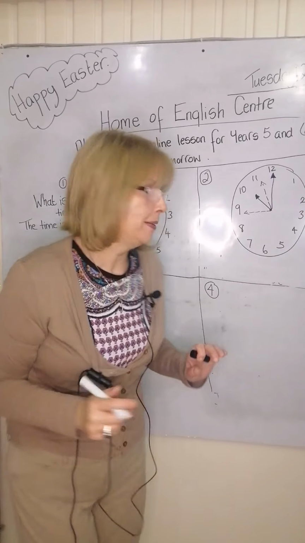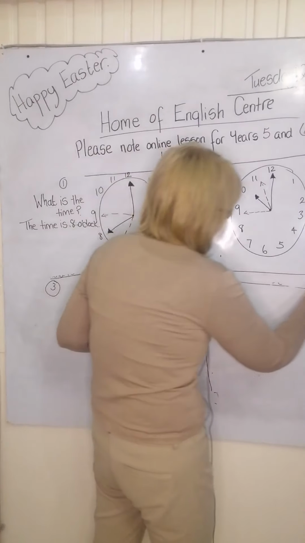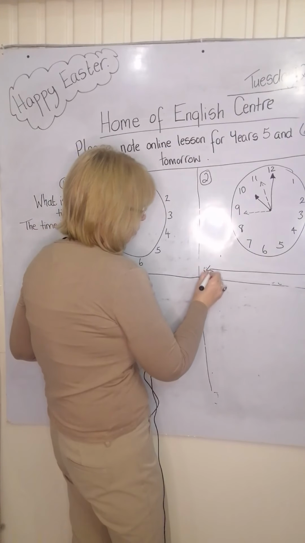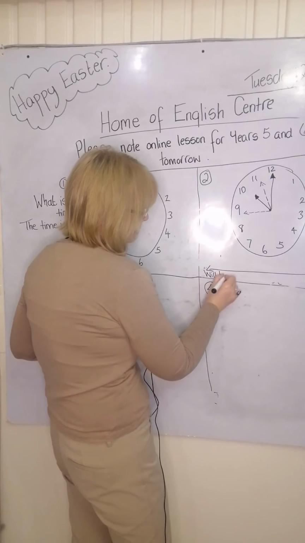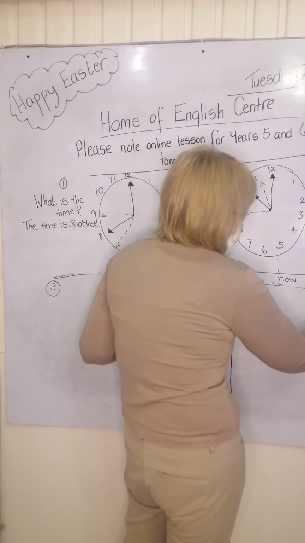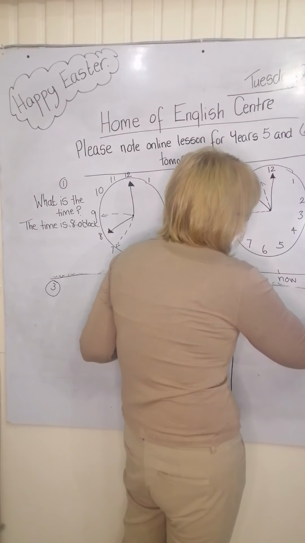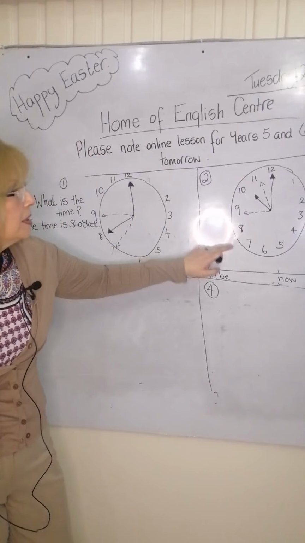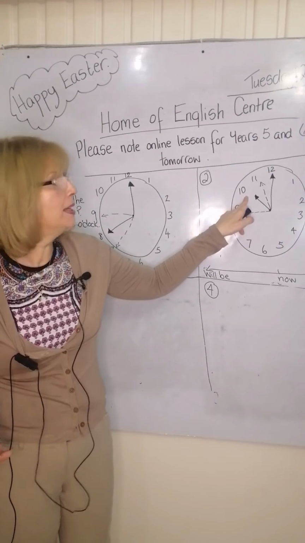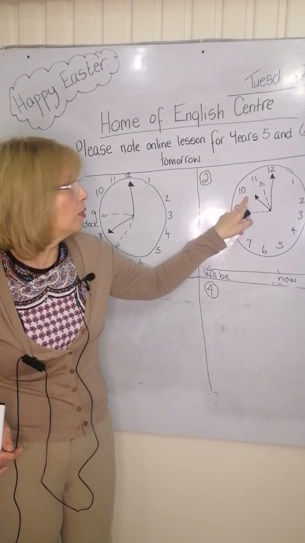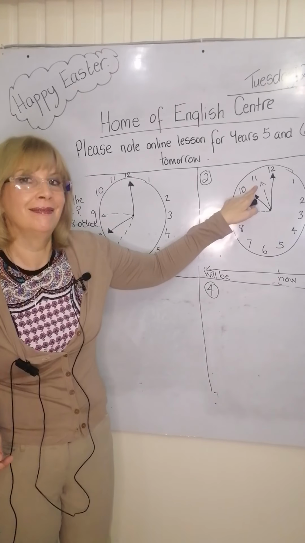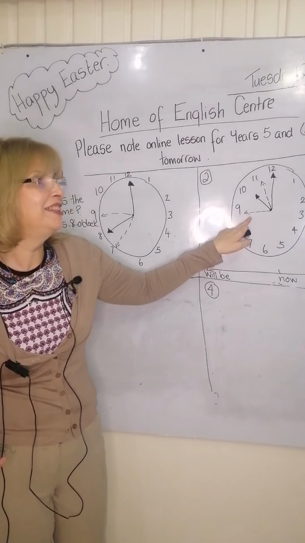So here is our line again. And for time, slightly different. Will be. Now. Was. So the time is, what is the time? The time is 10 o'clock. It will be 11. It was 9.